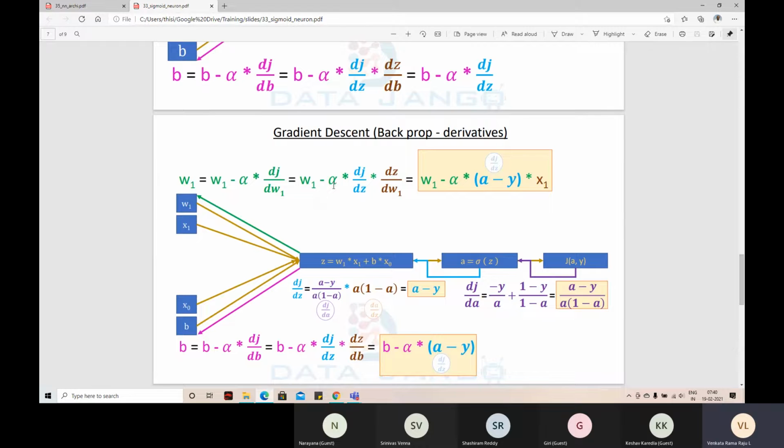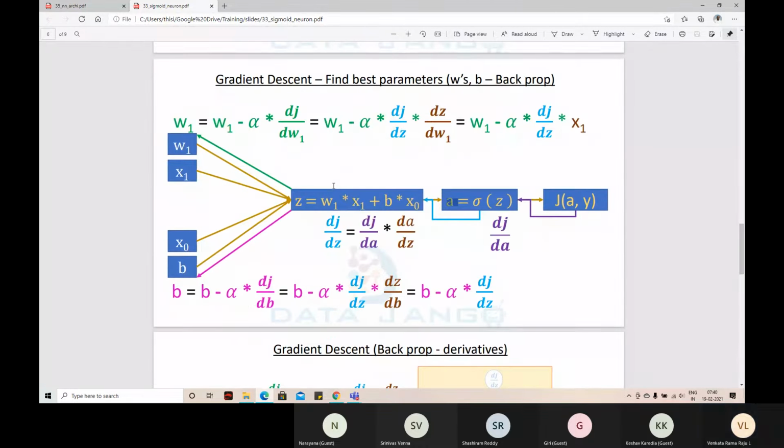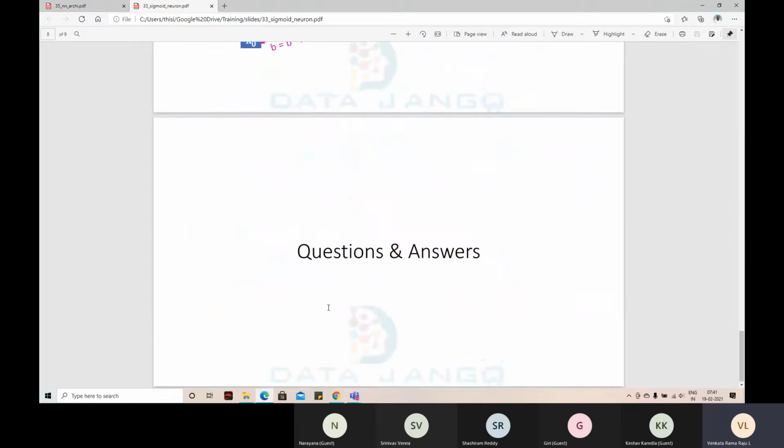But in a neural network, it's going to be more extensive, with more calculations happening. So that is back propagation. For B, it is going to be dz by dB because z is a function of B, and then dA by dz because A is a function of z, and dj by dA because J is a function of A. The calculation becomes easy. You multiply those three derivatives and you get dj by dB. Okay, that part is clear, right?